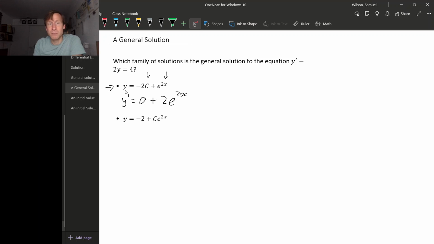Right, now we can plug both of these into the original differential equation to see what happens. So y prime, that's 2e to the 2x, minus 2 times y, and y is minus 2c plus e to the 2x. And we need to see, is this always equal to 4?